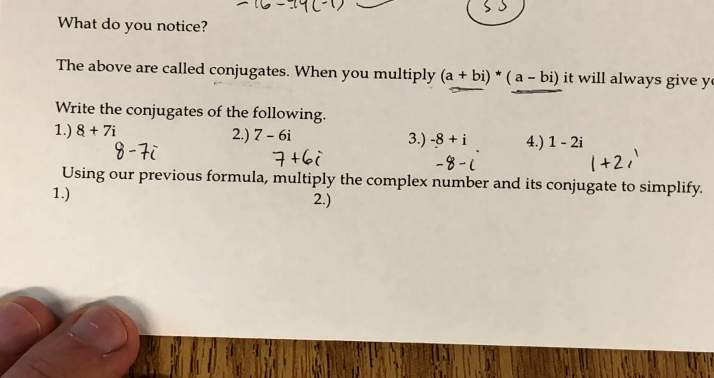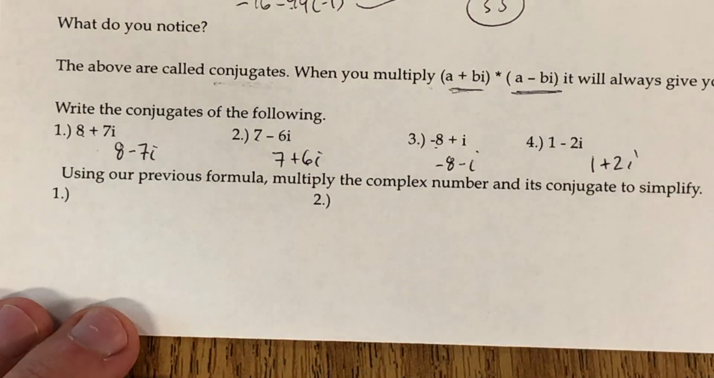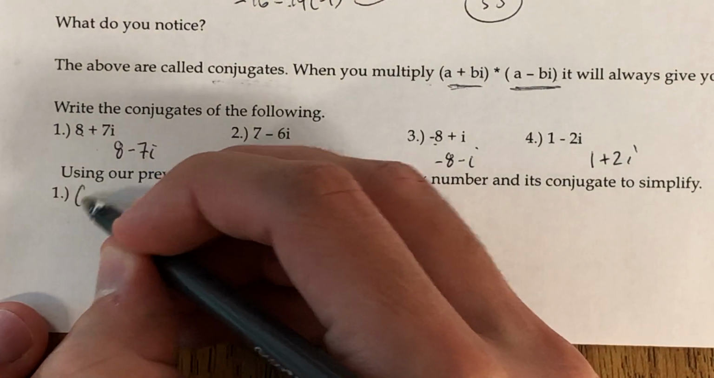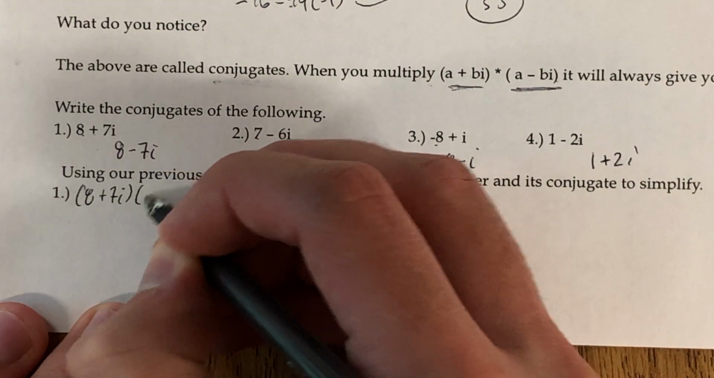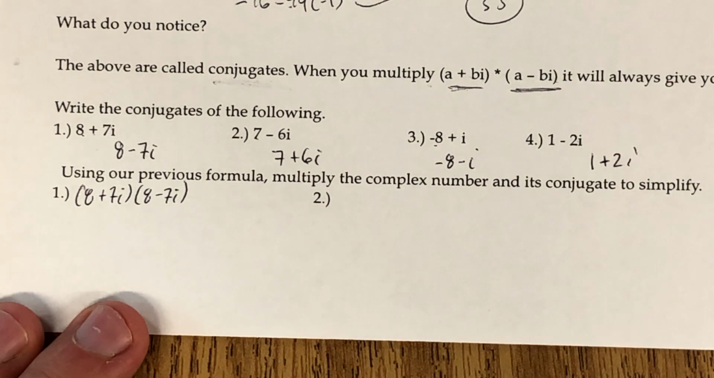So not too bad. So what I'd like you to do is multiply out two of these. So you can pick two to multiply out. Multiply them by their conjugate. So like if I pick number 1 here, 8 plus 7i, I'm going to multiply that by 8 minus 7i. So pick two, pause the video, and then come on back.